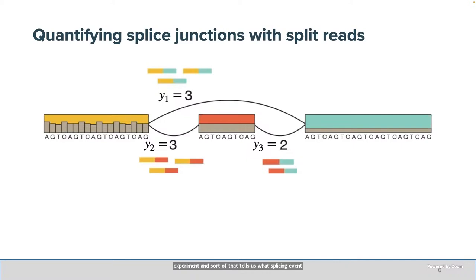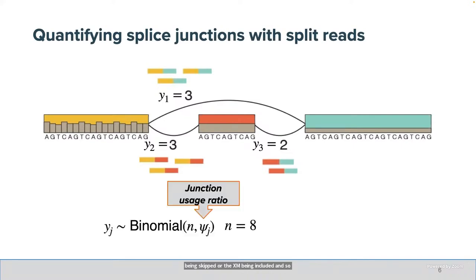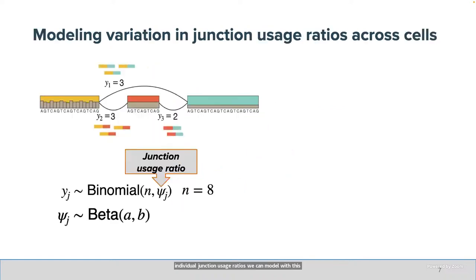Here, these splice junctions overlap, so you can have the exon being skipped or the exon being included. These all correspond to one splicing event, where we can model the observed junction counts with a binomial distribution, where the total number of trials in this case is just the total number of split reads in this overall splicing event. We call them intron clusters. The individual junction usage ratios we can model with this variable psi. Furthermore, we can model this junction usage ratio itself using a beta distribution.